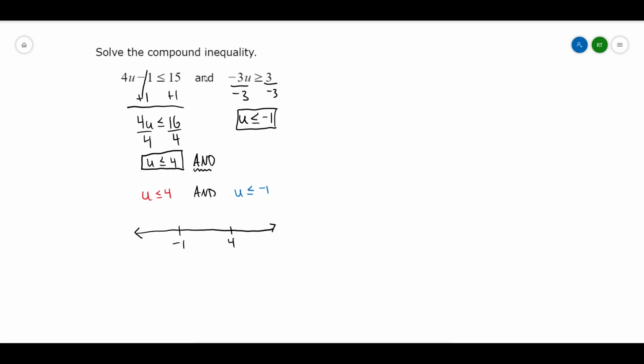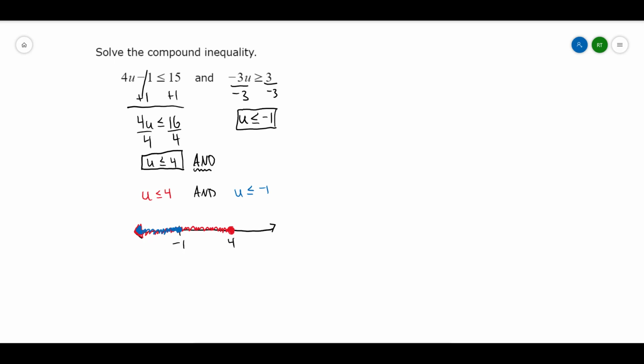So for and, actually, let me sketch it first. All numbers less than or equal to 4. This means we're including the 4, so I put a solid dot. Numbers less than 4 would be this way, so I'll shade all these numbers over here. Put a solid arrow to indicate it keeps going forever. And then for the other one, all numbers less than or equal to -1. So I put a solid dot here because we're including it again. And then I shade to the left. And a solid arrow to indicate it keeps going forever.